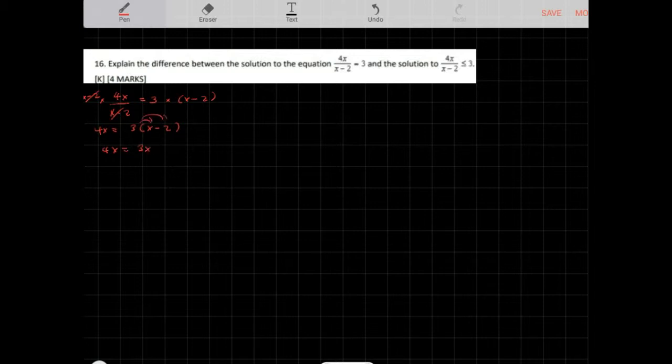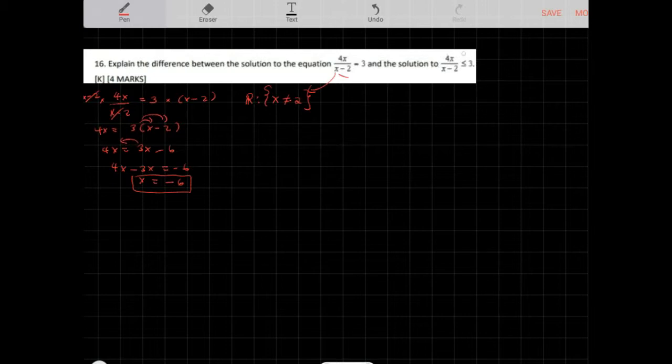I'm going to expand this out. 4x is equal to 3x minus 6. So if I move the 3x here, 4x minus 3x is equal to negative 6. So x is equal to negative 6. So that is our solution for this case, right? You can also notice that x cannot equal 2. That is our restriction, right? It's important to mention the restriction because it is a rational expression. So x is equal to negative 6.